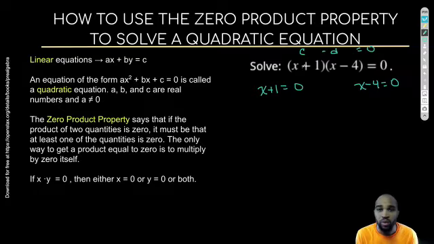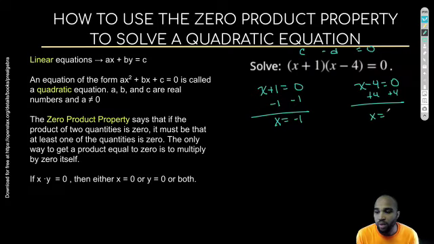In order to solve this, I check what x can be to give me a 0 in both of these cases. So I'll go ahead and solve that by subtracting 1 on both sides. x equals -1, and over here, you already see it, but I'm going to do the work anyway. x is going to equal 4. So I know that there are two possible solutions here. x can equal -1 or x can equal 4.